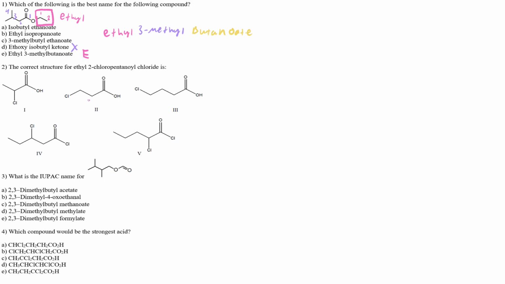Number 2. The correct structure for ethyl 2-chloropentanoyl chloride is what? Over here we have "oyl." That's how I pronounce it. "Oyl" means that there has to be a carbon that is double bonded to an oxygen, and over here we have a chloride, and we can have an R group. The R group is just some random chain of carbons, but this is an acyl chloride. So my parent compound is going to have that name with the "oyl."